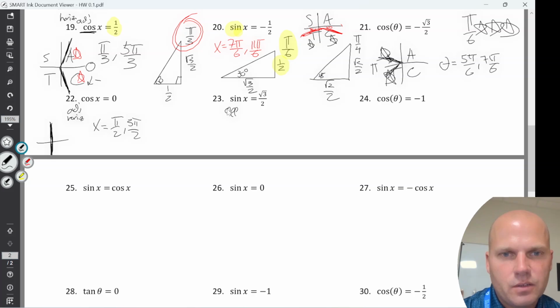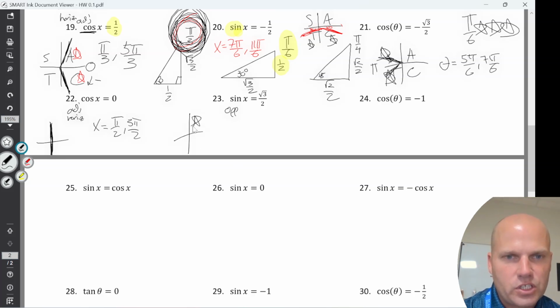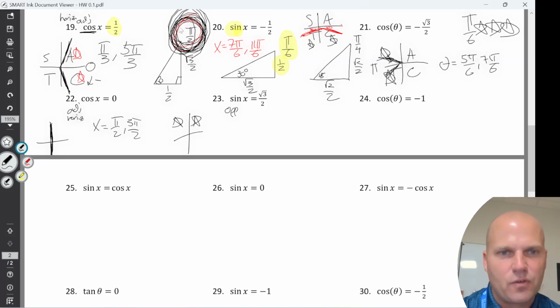Sine, opposite, vertical, root 3 over 2. Back to this pi over 3 triangle. Okay, when is sine positive? In the first and the second quadrant. I want the pi over 3's in the first and second quadrants.